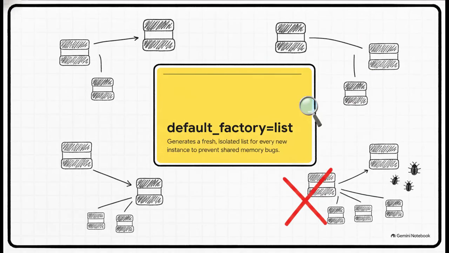Enter the lifesaver. default_factory=list. Instead of tying a single empty list to the entire class, this neat little method dynamically generates a fresh, totally isolated list for every single new instance you create. It guarantees that every object gets its very own unshared memory space. Boom! Those terrifying shared memory bugs, completely gone.